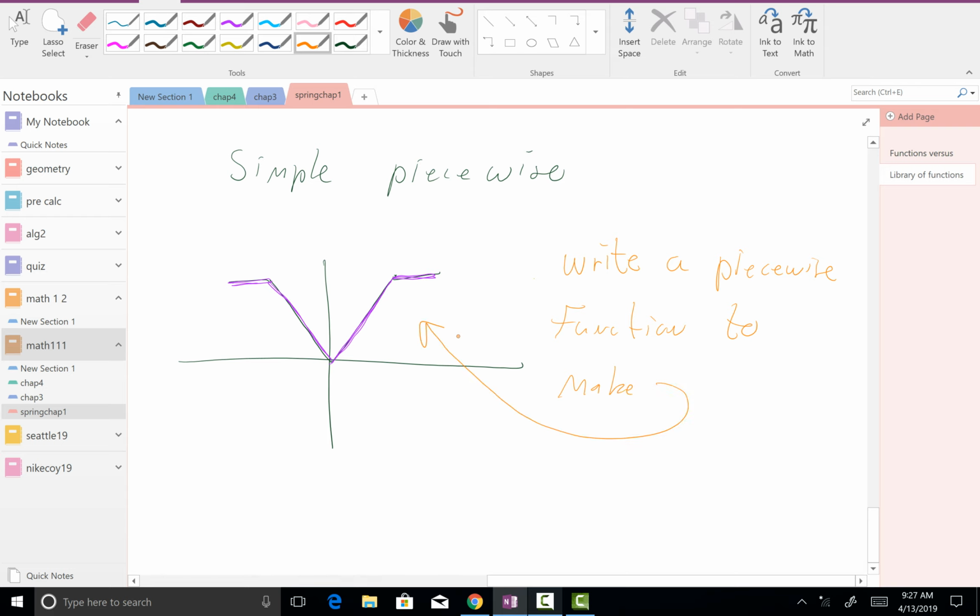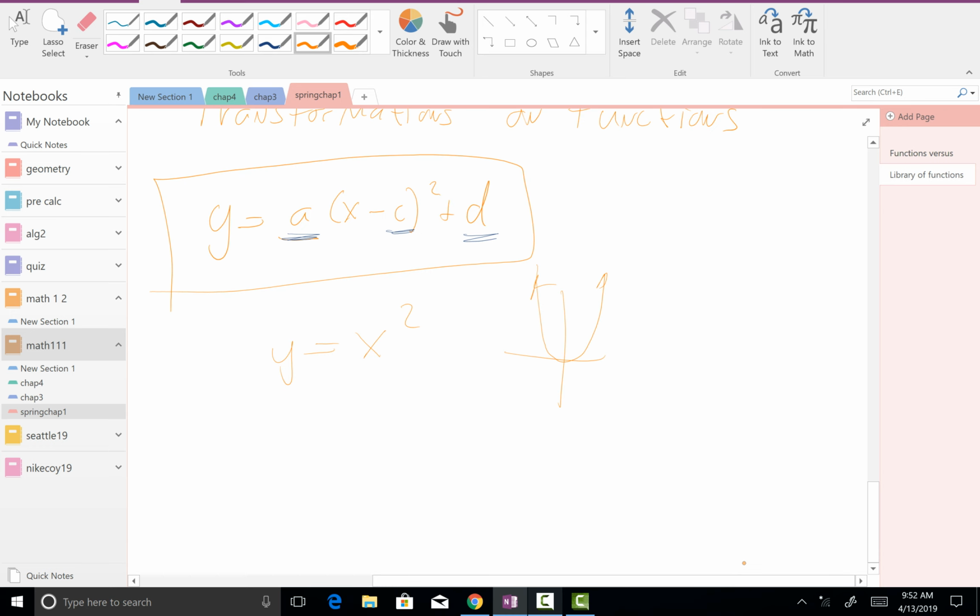that guy. Okay, and I didn't put any numbers anywhere. I left it open. You just have to be able to see it. There it is. So write a piecewise function to make that guy. So again, we're going to take a few minutes here and set this up. I'll help set it up for you.